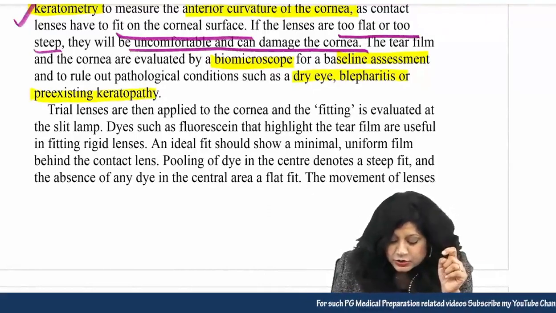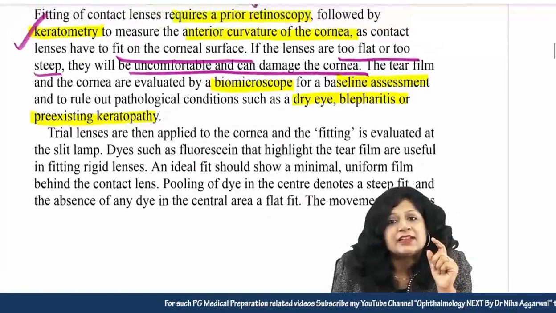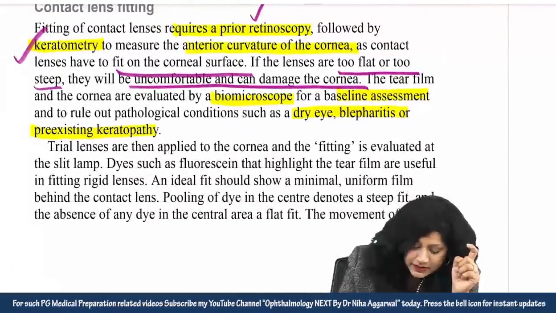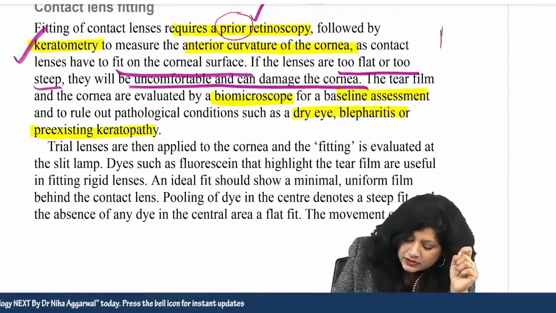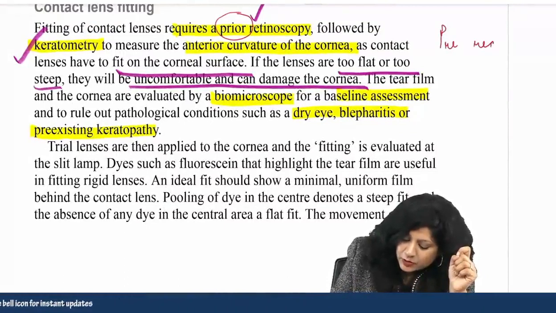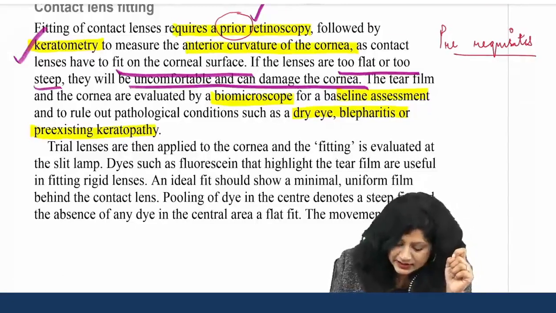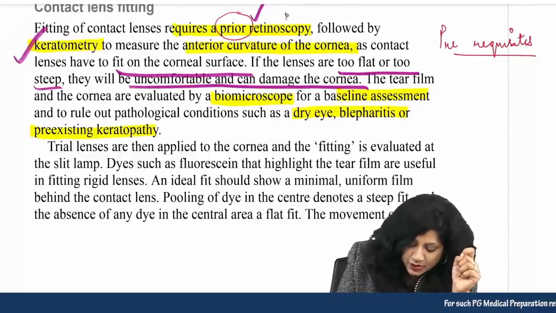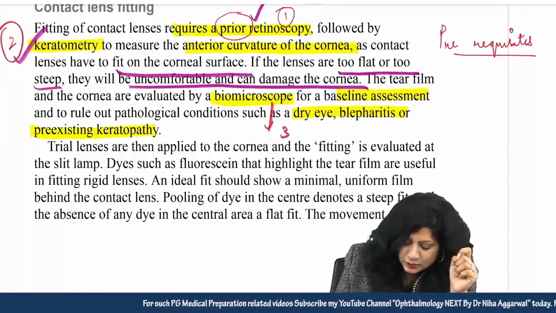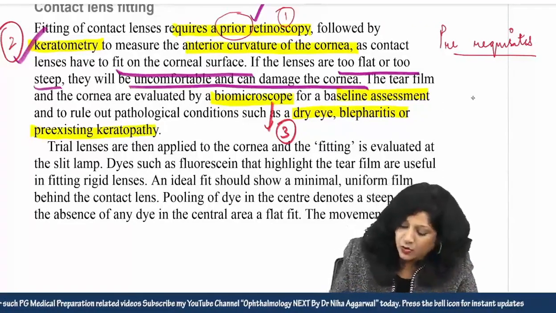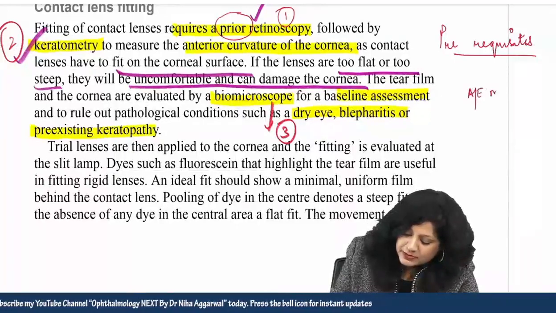So again I can say that you can get a question from here, what are the prerequisites? Okay, so what are the prerequisites in terms of the contact lens fitting? There are certain prerequisites that I require. One is your retinoscopy, second is your keratometry, and third is the biomicroscopy. So again, an MCQ or short question can be there.